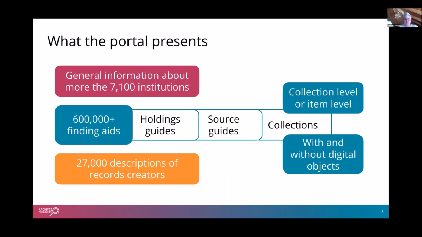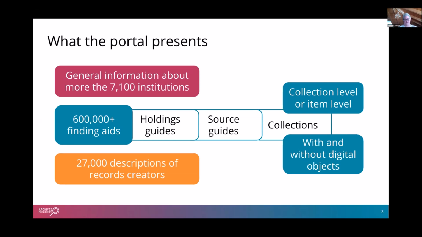In terms of what the portal presents content-wise, we have the general information about the institutions. So that's contact information, information about opening hours, and information on a very general level of the material and holdings that an institution has. We have then the finding aids, which we differentiate in the actual collections, where we might have collection level descriptions and/or item level descriptions. And there might be links to digital objects attached to that.